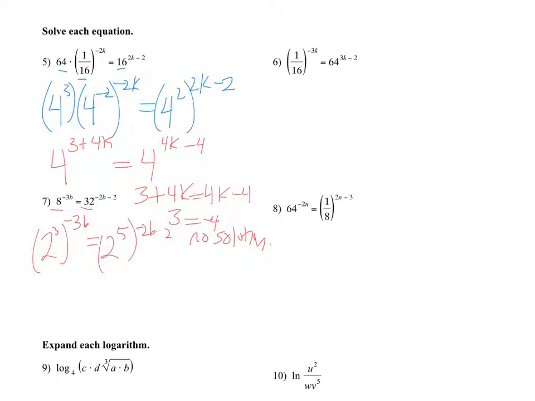I'm going to combine these exponents to get negative 9b is equal to negative 10b. 5 times minus 2 is minus 10. I'm going to add 10b to both sides, and I get 1b is equal to negative 10, and we are done.